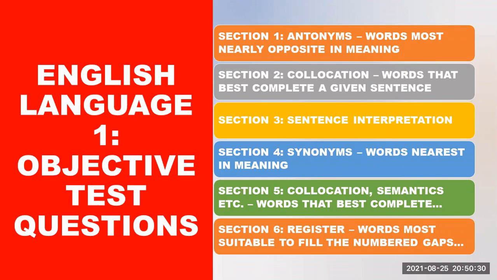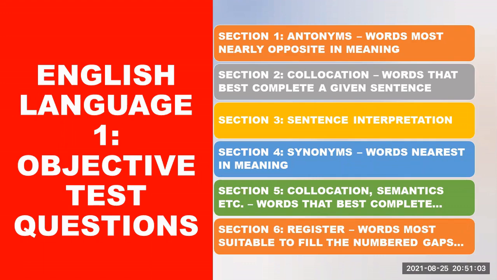Objective test questions. We have section 1, which will give you questions on antonyms or words most nearly opposite in meaning. Section 2, collocation or words that best complete a given sentence. Section 3, questions on sentence interpretation. Section 4, questions on synonyms or words nearest in meaning. Section 5, collocation, semantics, and so on.